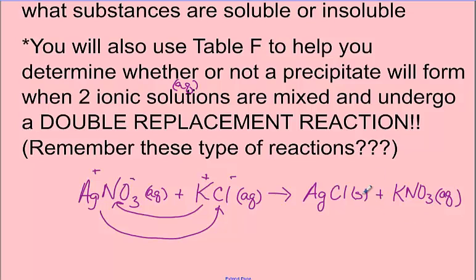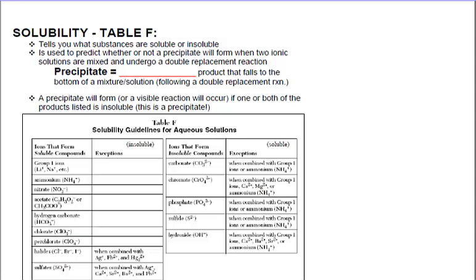Okay, and we're going to learn in this lesson quickly how we determine which one's going to be the solid and then which still stays in the aqueous state. And that's this part right here. So table F will tell us what is going to be the solid that is formed. That is what is not going to dissolve. So solubility, table F, tells you what substances are soluble or insoluble. What do I mean by that?